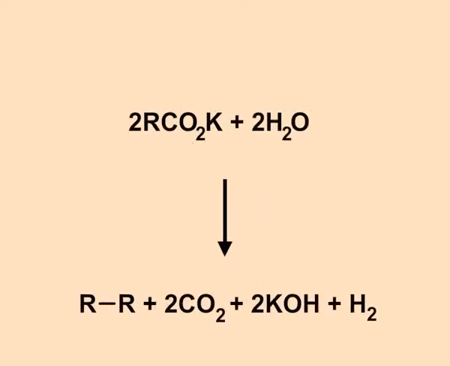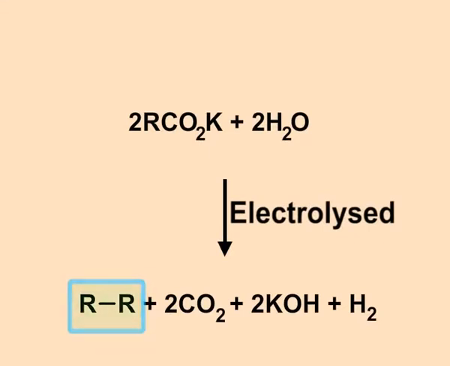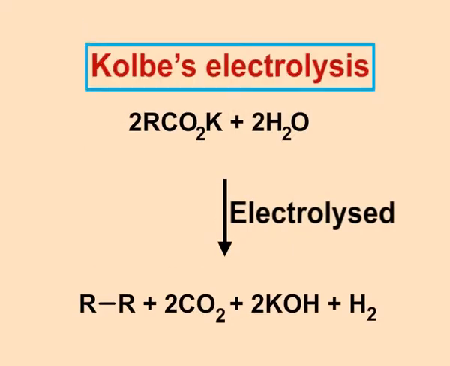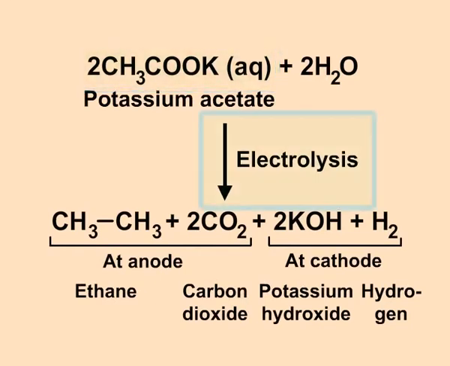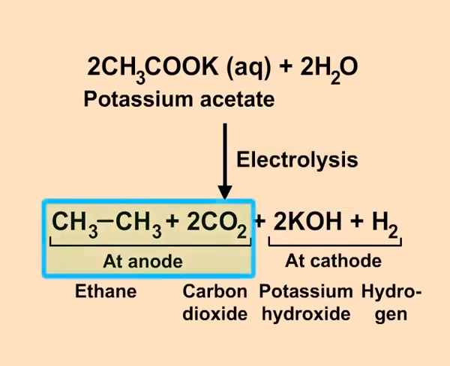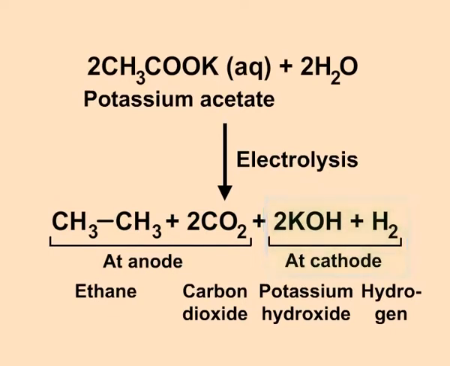When an aqueous solution of sodium or potassium salt of a monocarboxylic acid is electrolyzed, an alkane is obtained. This reaction is called Kolbe's electrolysis. When an aqueous solution of potassium acetate is electrolyzed, ethane and carbon dioxide are obtained at the anode and potassium hydroxide and hydrogen are obtained at the cathode.